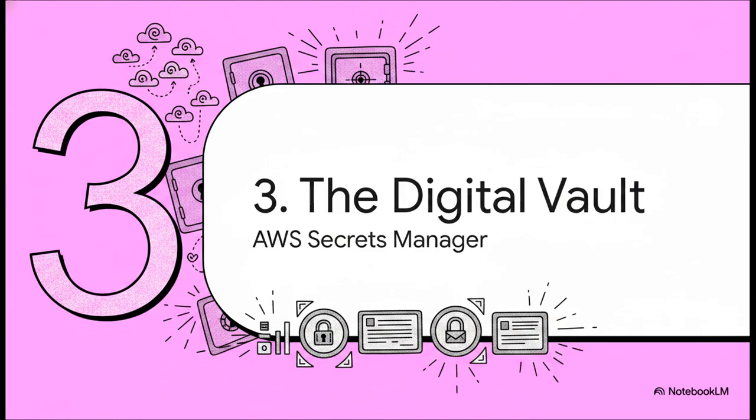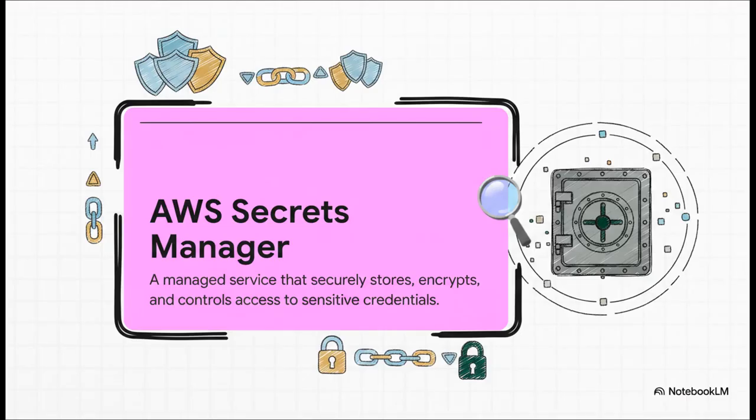Okay, so if environment variables are the villain here, who's the hero? Well, Margaret introduces the solution, a purpose-built digital vault. It's called AWS Secrets Manager. And trust me, this is a total game changer. So what is AWS Secrets Manager? It's pretty much exactly what the name says. It's a service from AWS that's built for one thing and one thing only, to securely store, encrypt, and lock down access to your secrets. Seriously, think of it like Fort Knox for your API keys.